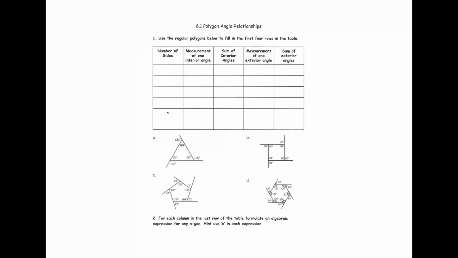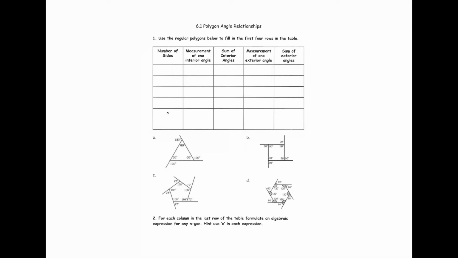Right, so this is a continuation of 6.1. We're going to do some formulas and stuff, but we're going to see if we can figure out these formulas on our own first. So for question number 1, we're going to use the 4 shapes A, B, C, and D down below to kind of help us out.